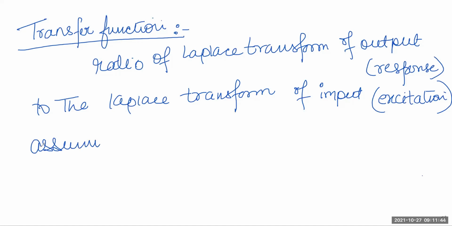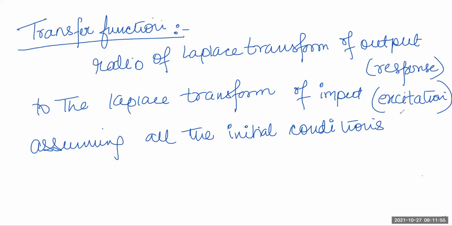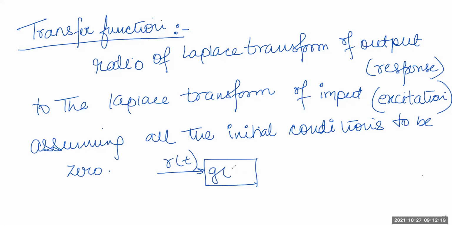are to be zero. So this is the proper definition of transfer function. If we depict it in the form of a block diagram, I can write R(t), which is my input, and here a block having transfer function G(t), and the output C(t). So this is a system in time domain.